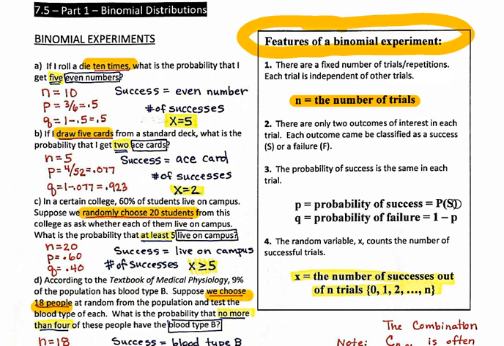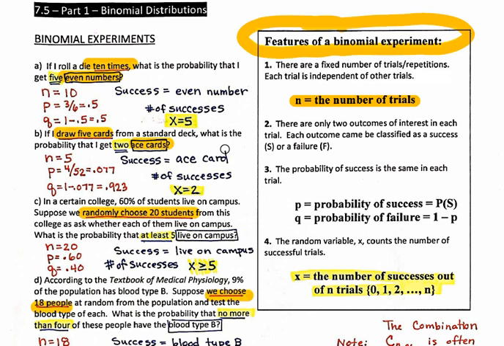So, for example, if I roll a die 10 times, what is the probability that I get 5 even numbers? So, for me, a success is getting an even number. If I draw 5 cards from a standard deck, what is the probability that I get 2 ace cards? So, in other words, a success is getting an ace card. So the idea with a success is that's the thing that you are looking for.